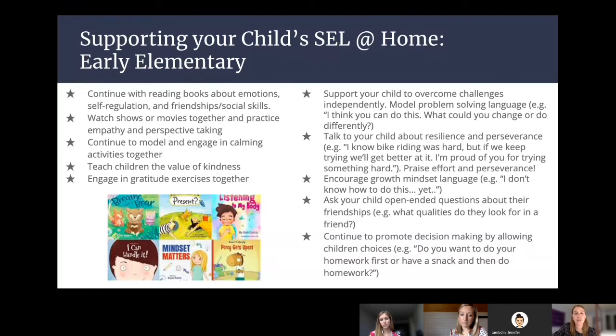Watching shows or movies together, practicing empathy and perspective taking, continuing to model and engage in calming activities together. Maybe your child can see you taking what we call a brain break or having a reset period. Younger children do co-regulate with trusted adults, and older children feed off our internal states. So during this time, it's important to take care of ourselves and model that own self-care to our kids.